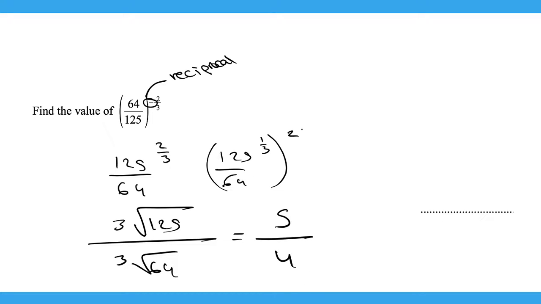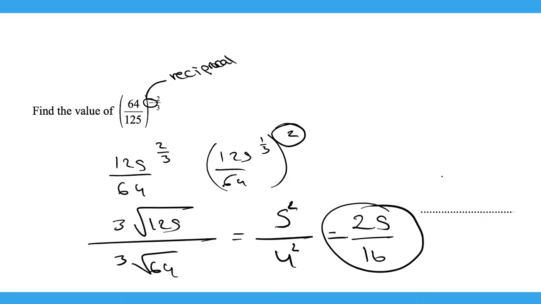Okay, now we need to square both sides. So square 5 and square 4. 5 squared is going to give you an answer of 25, and 4 squared is going to give you an answer of 16. So we're going to have 25/16 as our final answer.